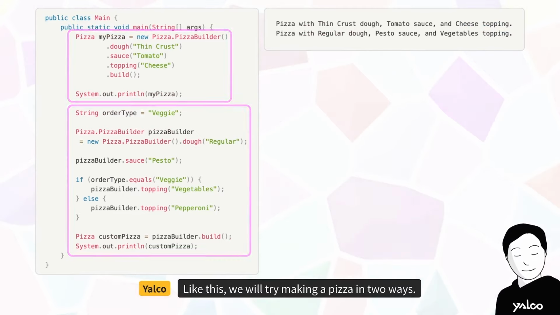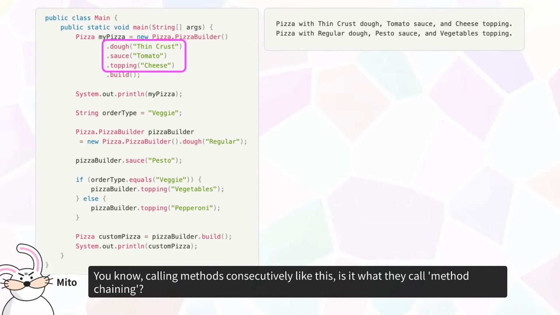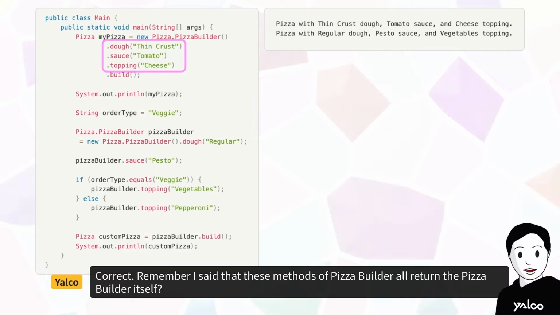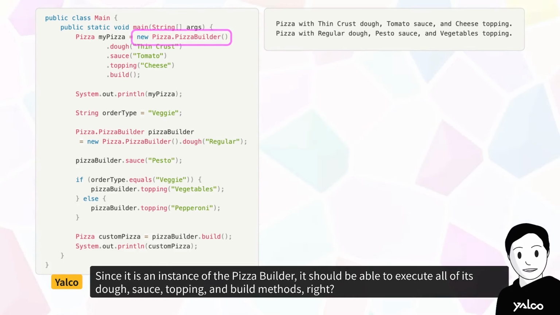Now let's look at the client's code. Like this, we will try making a pizza in two ways. The first is to execute all the processes at once, one after the other. You know, calling methods consecutively like this, is it what they call method chaining? Correct. Remember I said that these methods of Pizza Builder all return the Pizza Builder itself? First, an instance of the Pizza Builder, with no value entered yet, is created through this Pizza Builder constructor. Since it is an instance of the Pizza Builder, it should be able to execute all of its dough, sauce, topping and build methods, right?